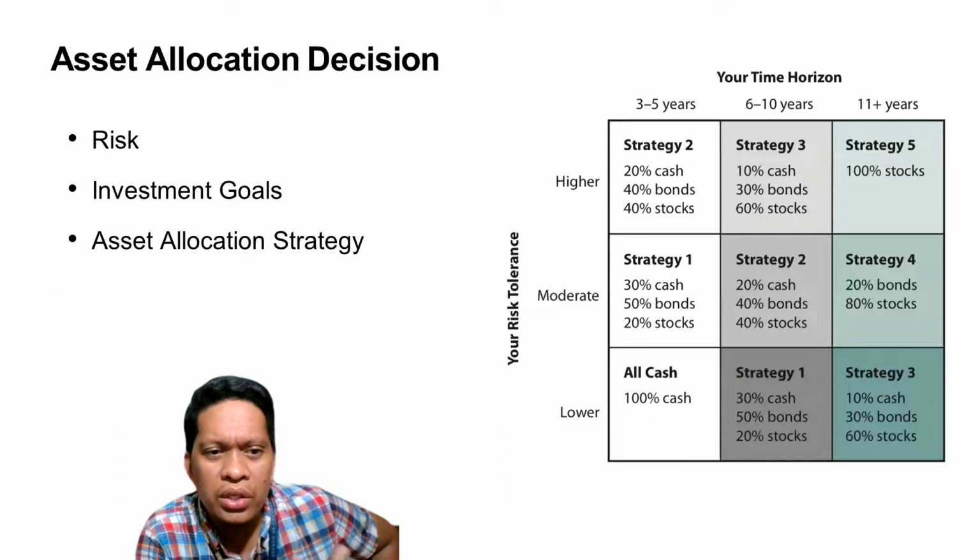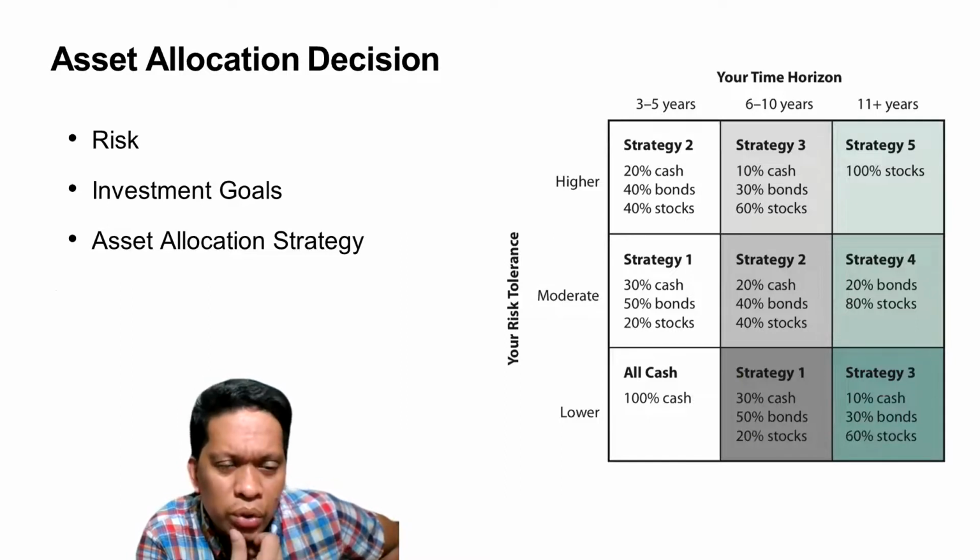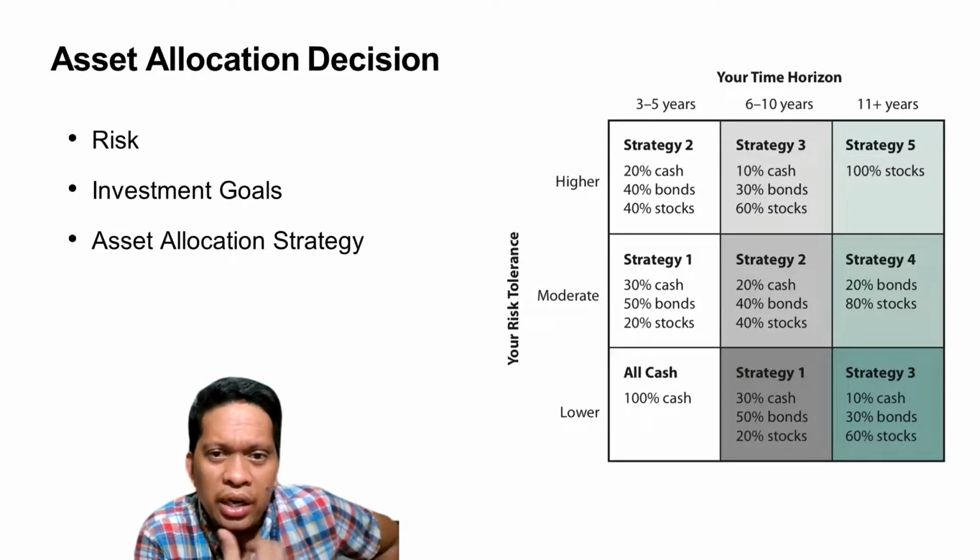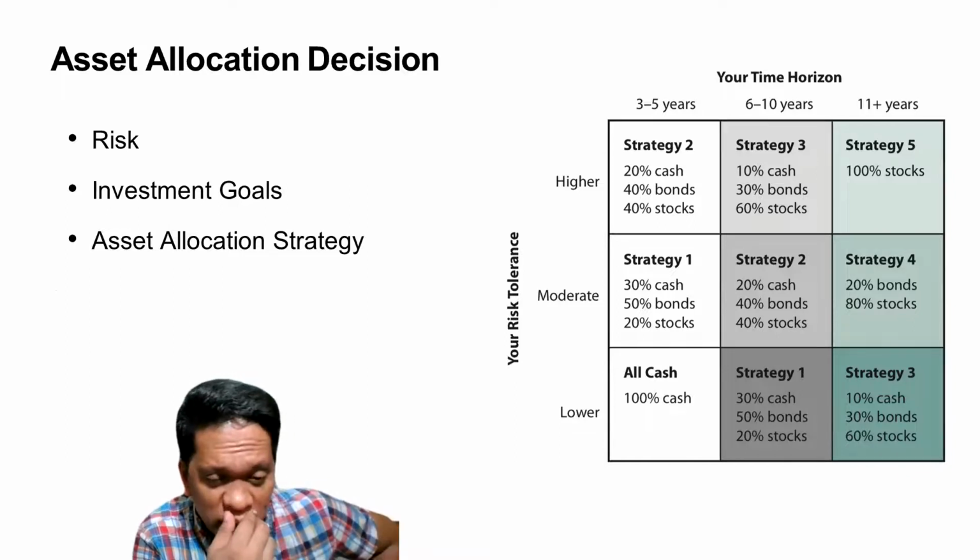Number three, this is the last one. I mean, sorry, it's the seventh slide, and this is second to the last. I thought this is number three to the last. So we have the asset allocation decision. Now, when you allocate your assets, you will have to consider three things: the risk factor, the time horizon, and your goals, and then your asset allocation strategy.